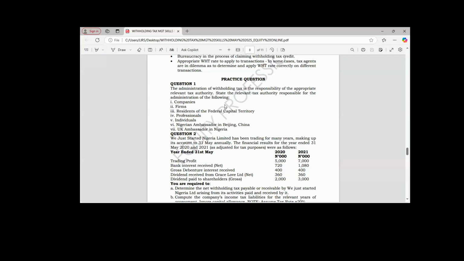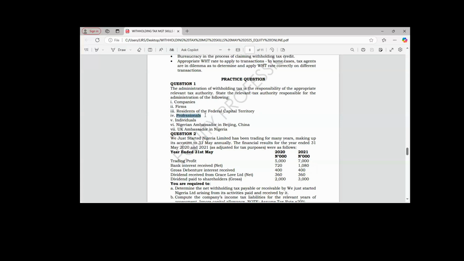Then number three, resident of Federal Capital Territory, Abuja. FIRS? No, that is wrong. It's not FIRS. I made mention of FCT IRS under the FIRS. So for a resident of FCT Abuja, the withholding tax is payable to FCT IRS, Federal Capital Territory Internal Revenue Service.